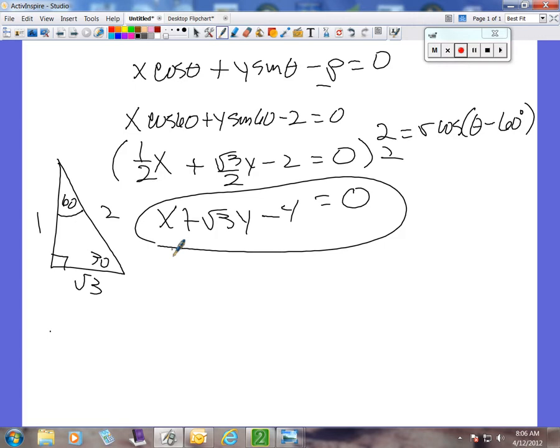How many remember doing this before? Yeah, we did. That's why I prepared you with that section. A lot of teachers skip that section on the normal line, but that gets you ready for this. Okay, and that's what we wanted. We went from polar. That's your final answer. This was the original, the polar form of a line. This is the rectangular. So that's your answer.